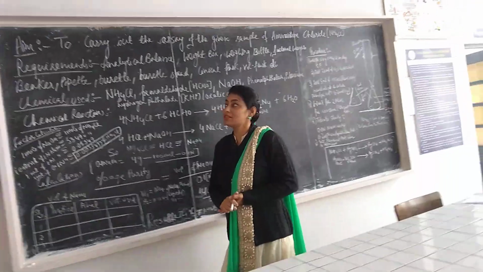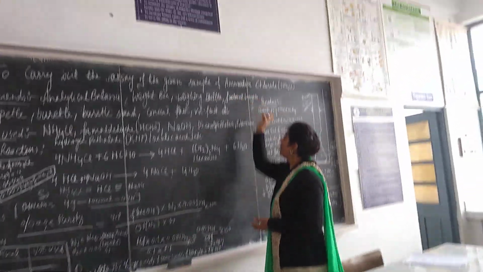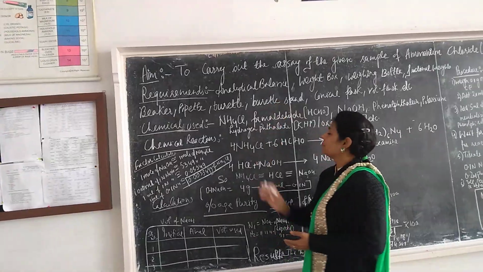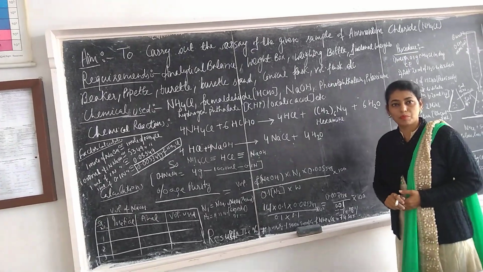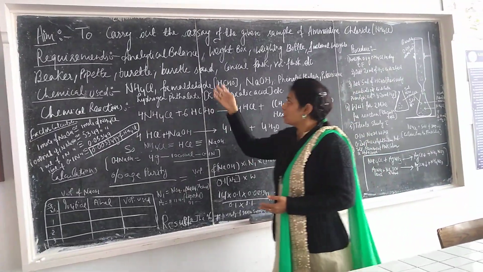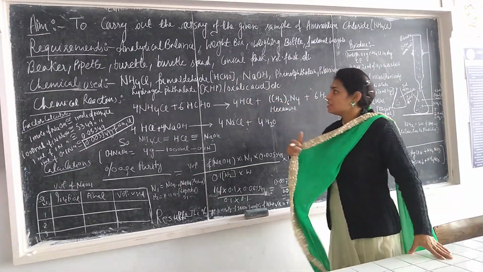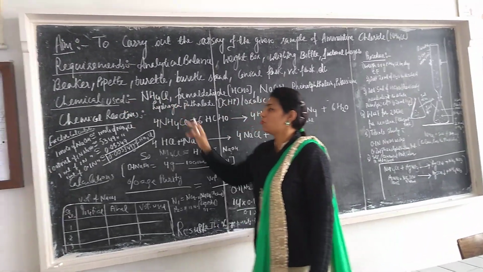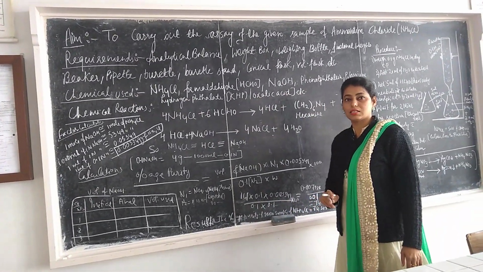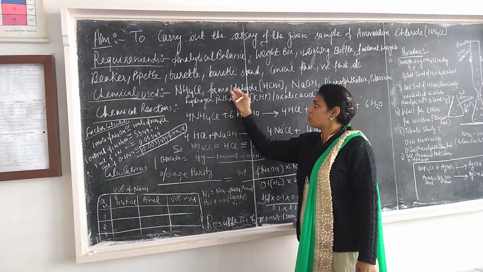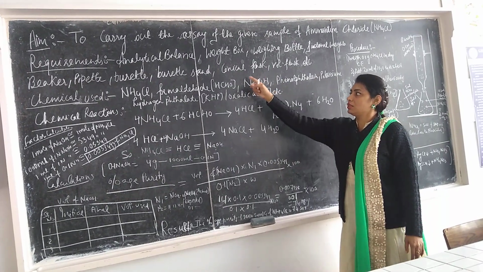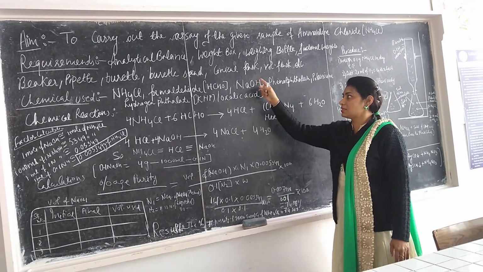Today we will discuss the assay of a given sample of ammonium chloride. For this practical, we need analytical balance, weights, fractional weights, pipette, burette stand, conical flask and measuring cylinder etc. And chemicals, we need ammonium chloride as we are doing the assay of ammonium chloride, formaldehyde, NaOH. This we use in the standardized form as it is standardized.